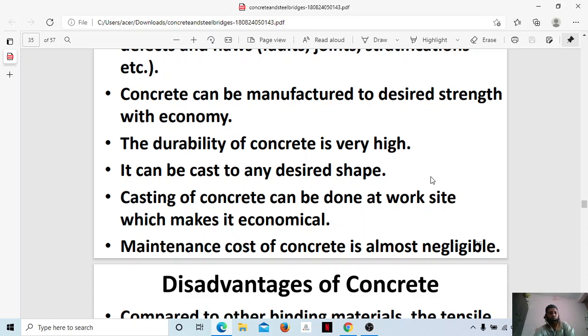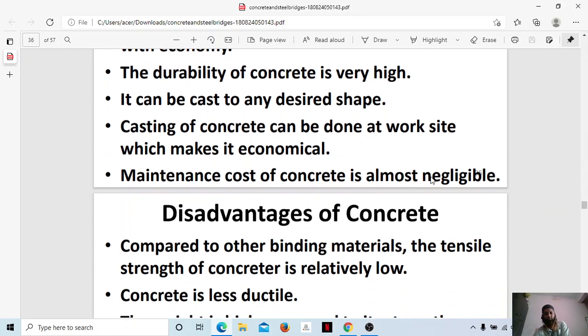The durability of concrete is very high. It can be cast into any desired shape, whatever we require as per the need. Casting of concrete can be done at the work site, which makes it economical. The maintenance cost of concrete is almost negligible, unlike steel bridges, where the maintenance is very high, but in concrete bridges you don't have maintenance of that amount.